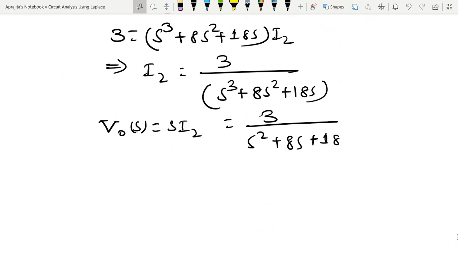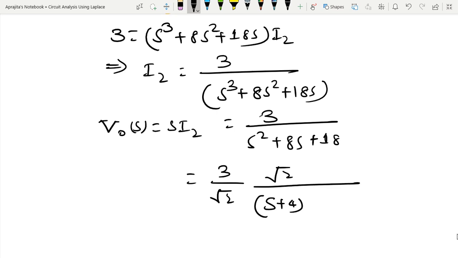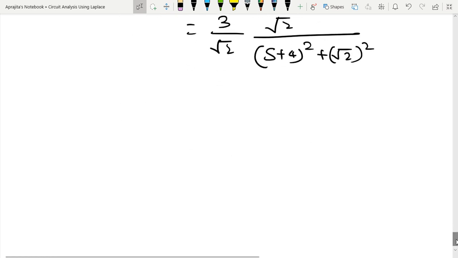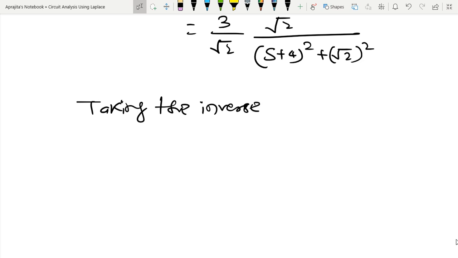So I need some kind of standard form. In order to get a standard form, I am going to write it like this. These steps are pretty easy to understand. Plus root 2 squared. So I can write it like this. After that I will take the inverse Laplace transform.